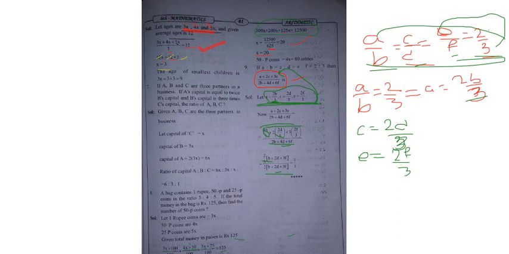So what will happen if we cancel everything? Here B plus 2D plus 3F is common in both the numerator and denominator. It will get cancelled. Then 2 by 3 divided by 2, what will happen? 2 and 2 get cancelled, and we will get 1 by 3.